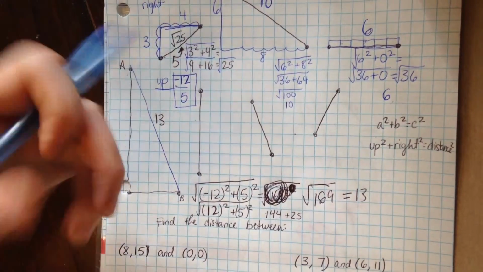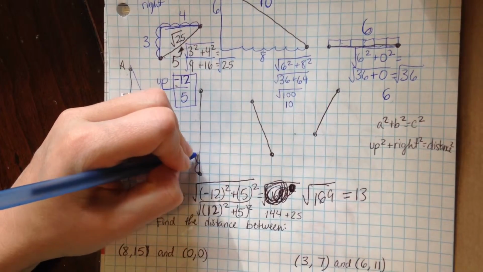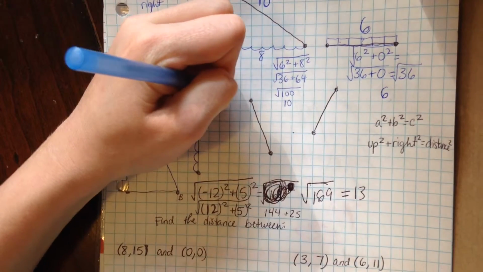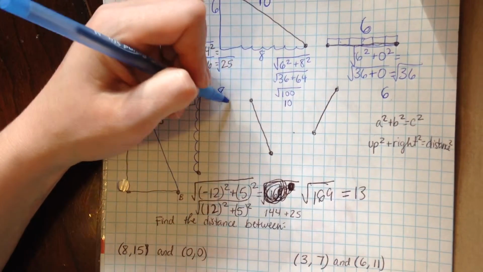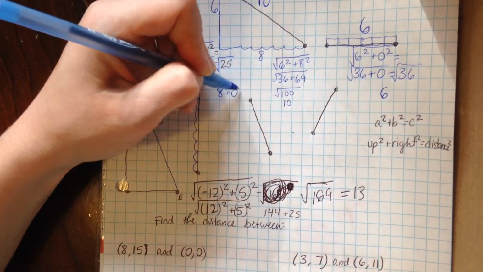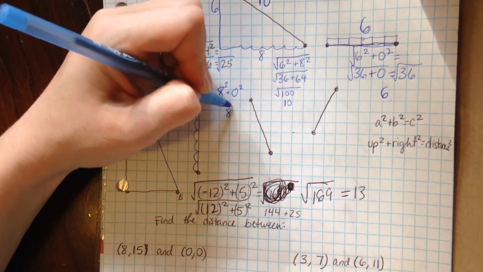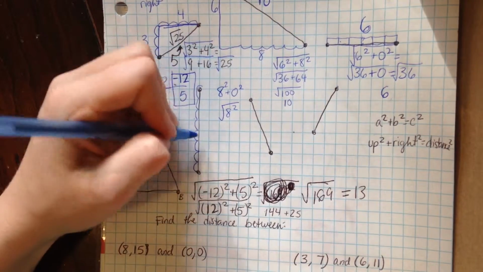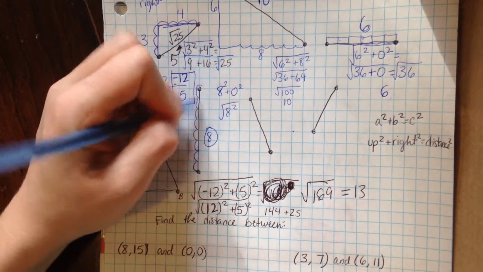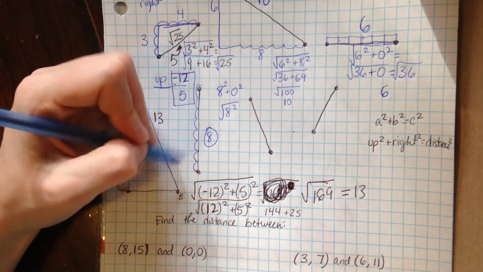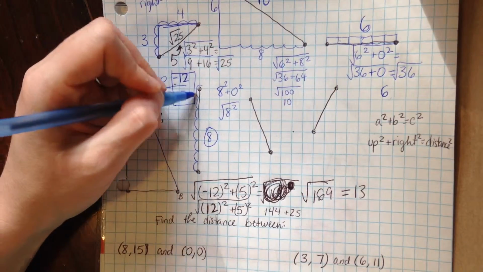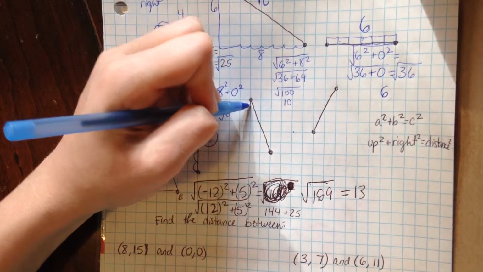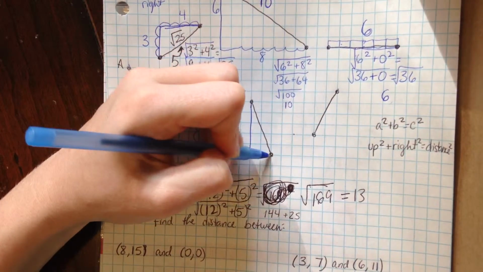All right, our next one, we're counting up 1, 2, 3, 4, 5, 6, 7, 8. We have an up distance of 8. Our right distance is 0. What is 8 squared plus 0 squared? Why, it's 8 squared. And when we square root 8 squared, we get 8. This distance is 8, which, again, we just counted. 1, 2, 3, 4, 5, 6, 7, 8. It is a distance of 8. It's vertical.